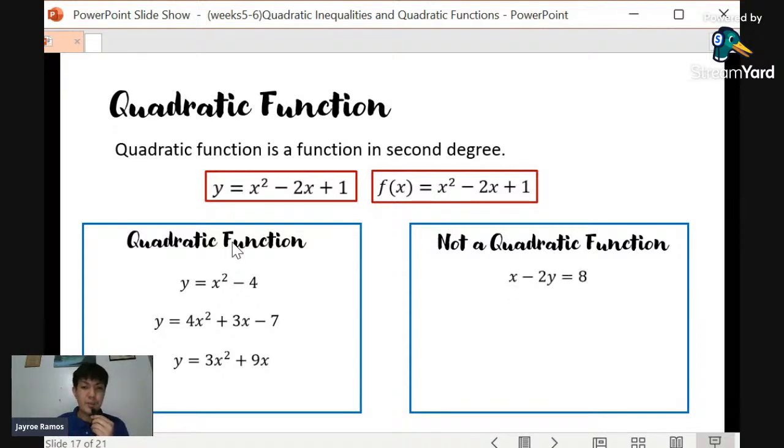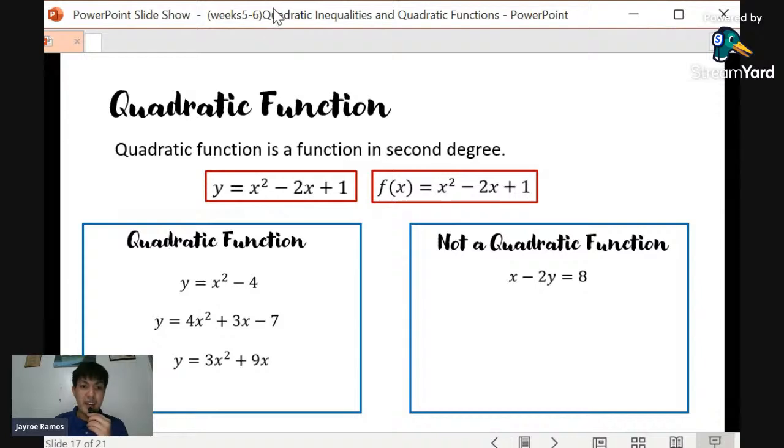So this one is not a quadratic function. X minus 2y equals to 8. Bakit hindi siya quadratic function? So who can tell me bakit hindi siya quadratic function? Kindly comment in the comment section.